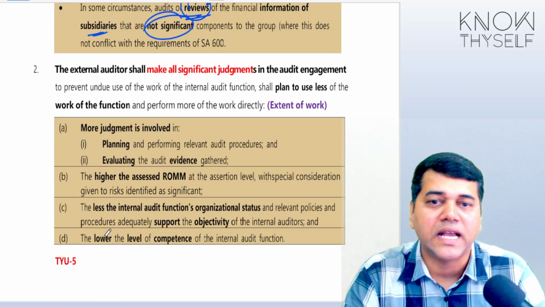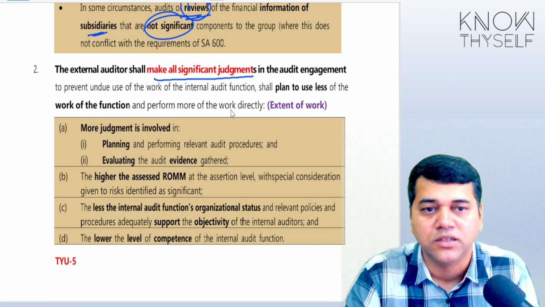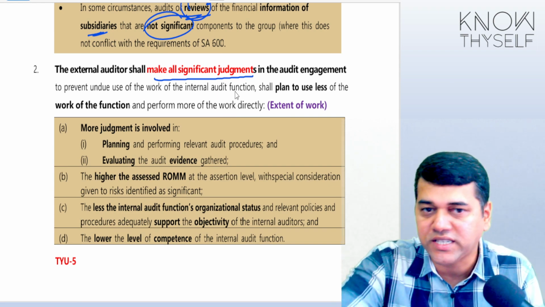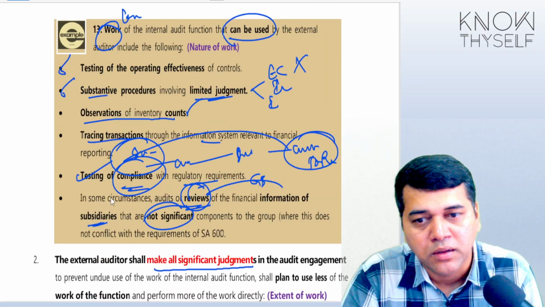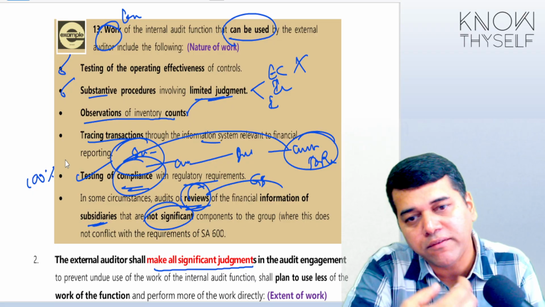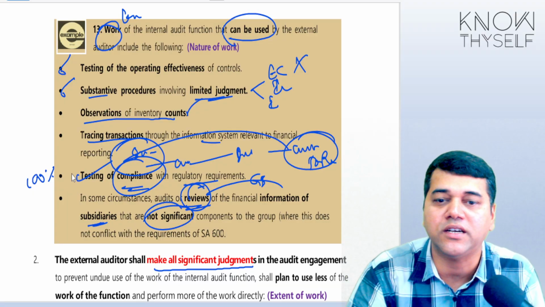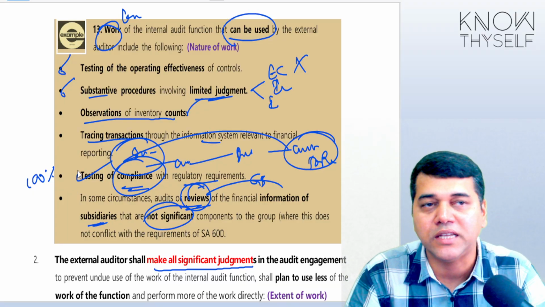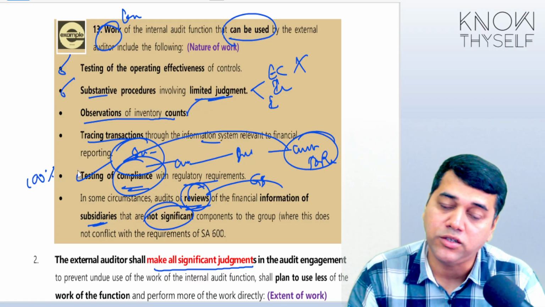Next, the external auditor shall make all the significant judgments in the audit. So, to what extent can I be using it? See, you will use their compliance, but will you do 100%? That you will never check any compliance and you will rely on theirs? No, you can check the compliance with the regulatory requirements like filing of the GST return, PF, taxation, everything. Now, does it mean that you will not do any work?